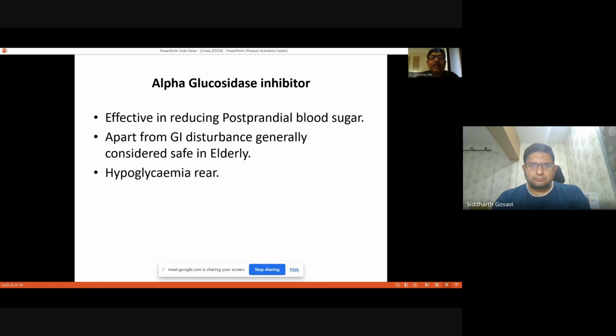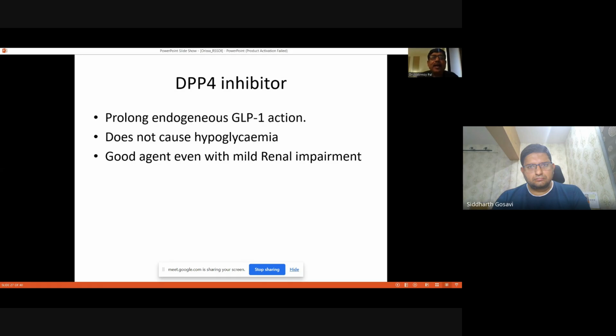Alpha-glucosidase inhibitor is a good drug from the viewpoint that hypoglycemia is very rare, and it is good for postprandial blood sugar control, but the problem is GI disturbance. And the elderly frequently suffer from multiple GI disturbances: I have acidity, I have indigestion, I have constipation, and so on. So after giving the alpha-glucosidase inhibitor, if GI disturbance increases, that is also disturbing.